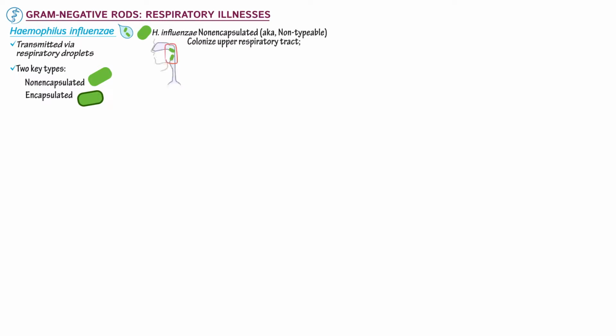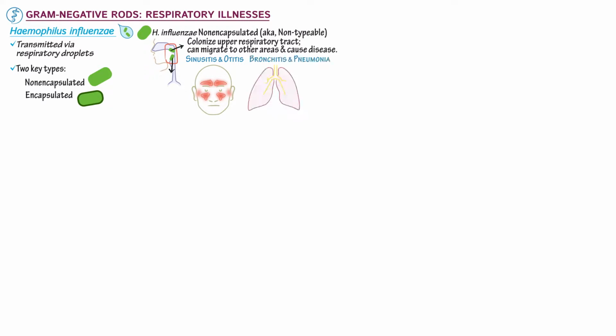Show that there are two types of Haemophilus influenzae, non-encapsulated and encapsulated. Then write that Haemophilus influenzae, non-encapsulated, also referred to as non-typable, colonizes the upper respiratory tract of many people. Show that the bacteria can migrate to other parts of the respiratory tract and cause sinusitis and otitis, and bronchitis and pneumonia. Show that patients can develop bronchial inflammation and or pneumonia with consolidation.